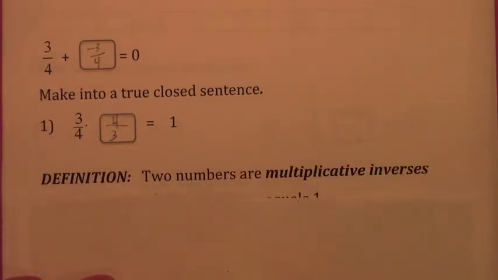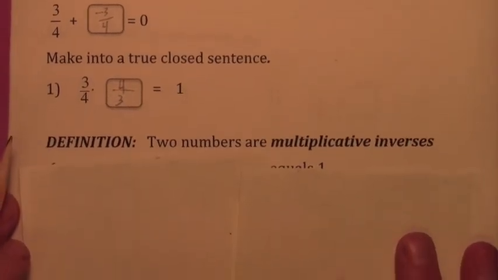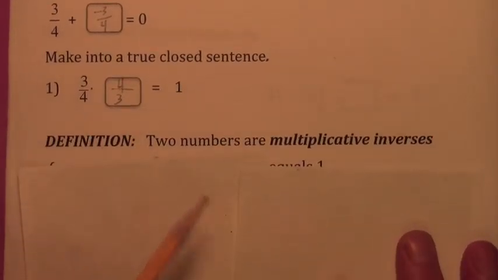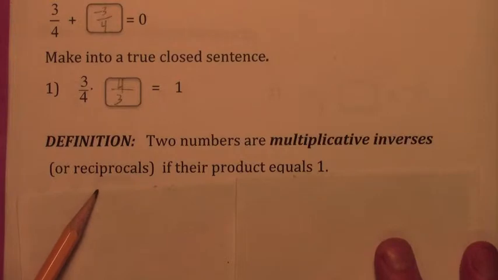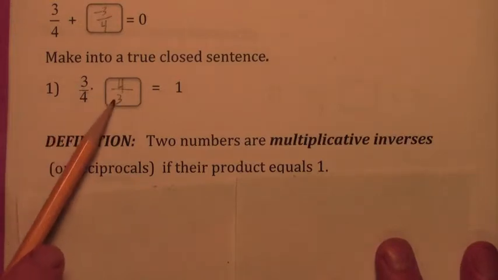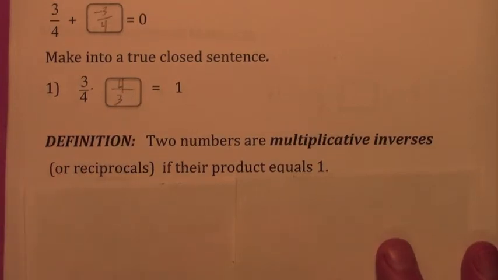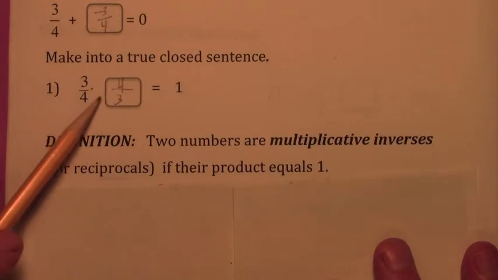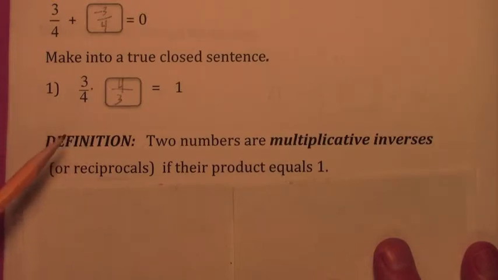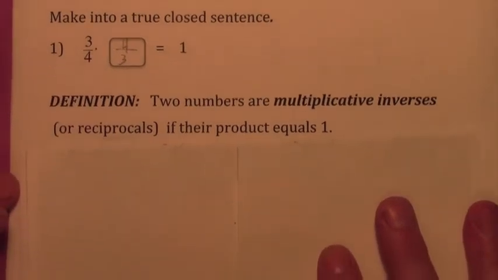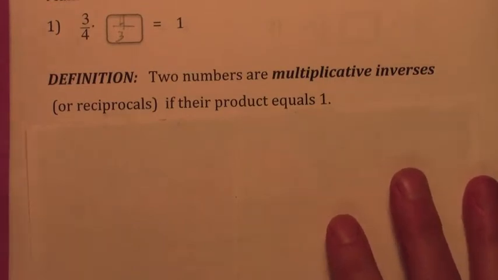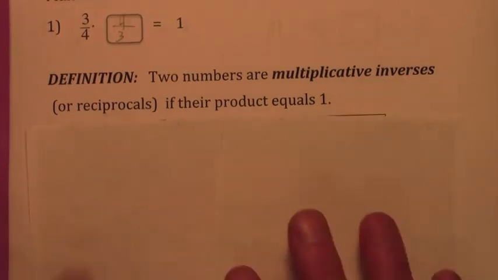Anyway, that introduces the concept of what are called multiplicative inverses, or better known as reciprocals. We say 3/4 and 4/3 are reciprocals because when you multiply them together, you get 1. So you think, well, so what? Well, it turns out that's a very important idea when we get to dividing fractions. So it's coming. But two numbers are reciprocals if their product is 1.